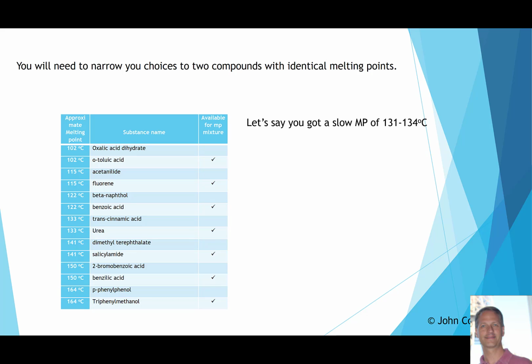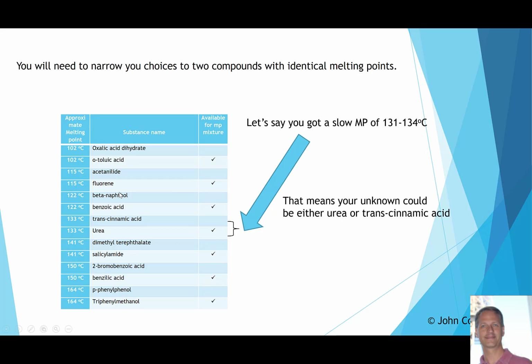So let's say that you get a slow or accurate melting point of 131 to 134, right? Maybe you could get that a little bit more narrowed too, so you could get a 2 degrees Celsius range in there. But nonetheless, if you found this to be your melting point, you'd look at this table and you'd say, well, look, 133, and at 133 here you have urea or you have tranexamic acid. So your unknown is going to be one of these 2 compounds.